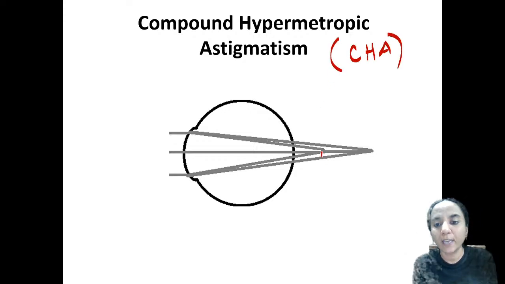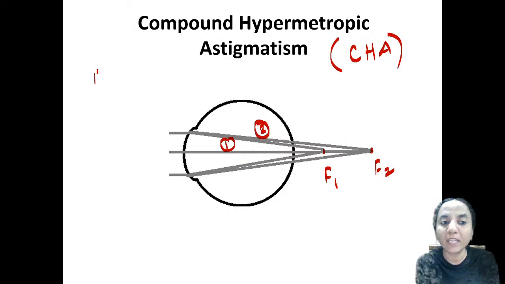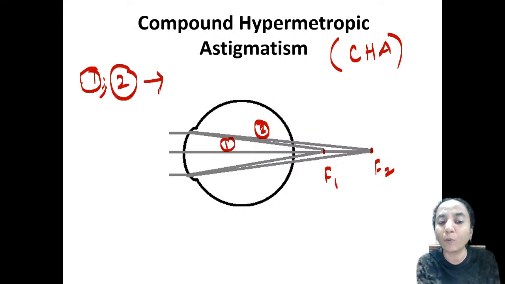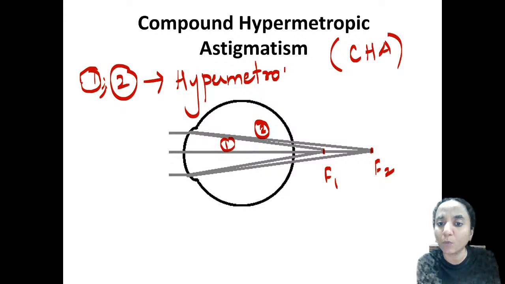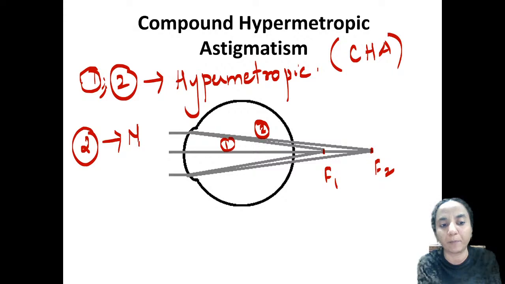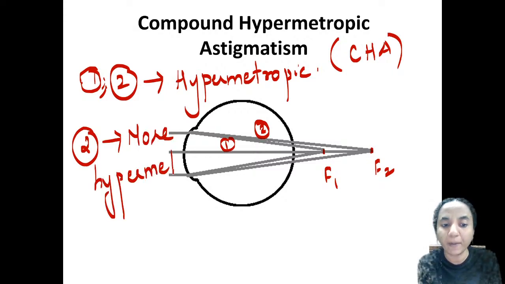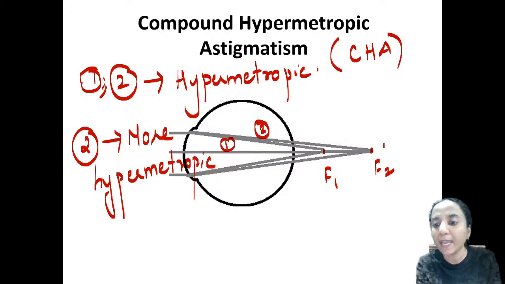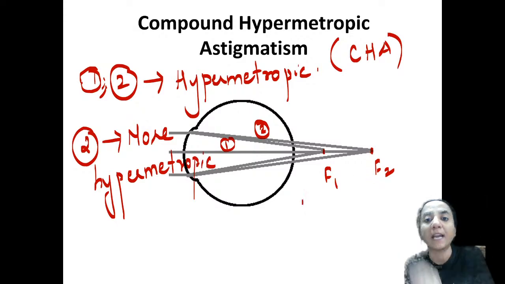Look at this. Here also we name the two axes as 1 and 2, and the focal points as F1 and F2. If you look here, you will realize that both the axes are hypermetropic. Both F1 and F2 are behind the retina. Both the axes are hypermetropic, but axis 2 is more hypermetropic. Why? This F2 is meeting even more behind the retina.